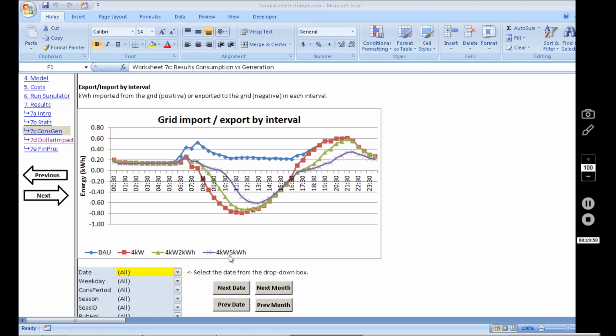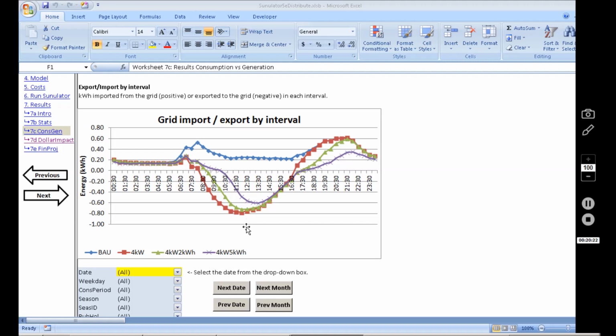The purple line here with the crosses is with the larger battery, so it's doing the same thing, but just a bigger effect. So we don't start exporting to the grid until 10:30 a.m. in the morning, and then our exports are all reduced up until the late afternoon, and then imports during the evening are reduced quite a lot.